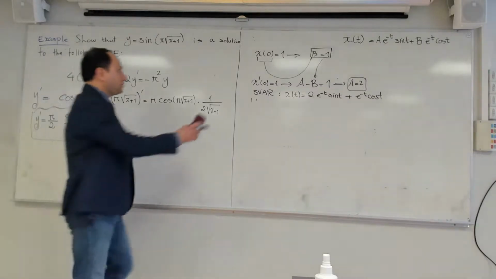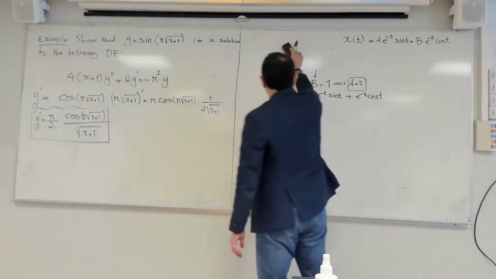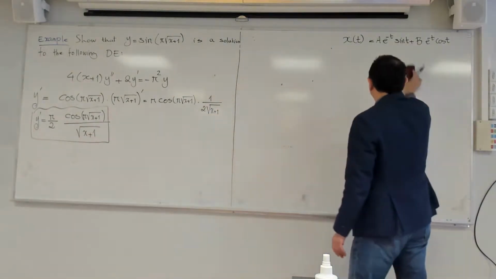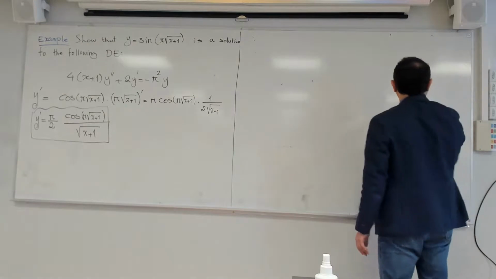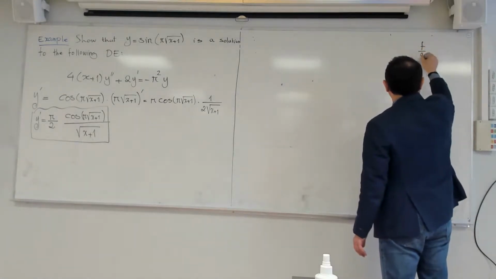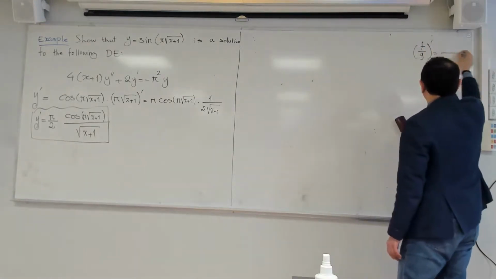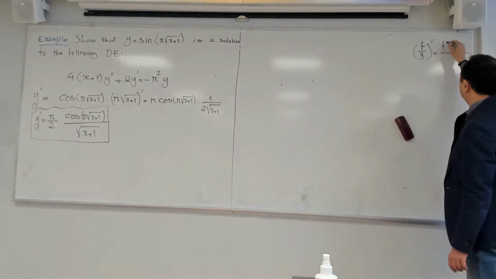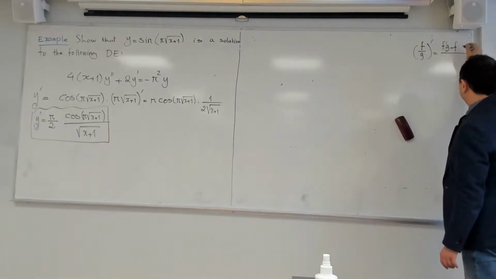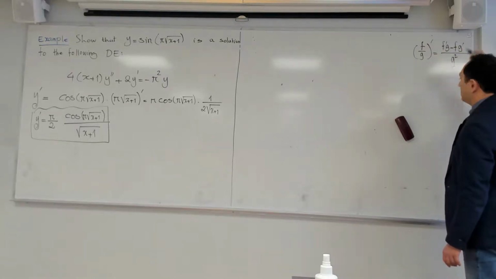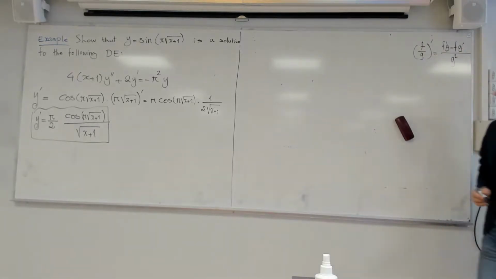Okay, so how should I do that? Do you remember the quotient rule formula? You have to remember. These are very famous ones. So what is the derivative of f over g? Do you remember? f prime times g minus f times g prime over g squared. Exactly. That is the quotient rule. So I have to use this one.